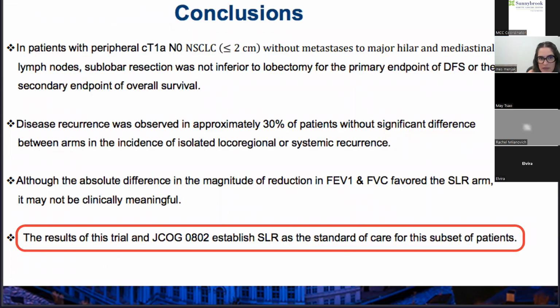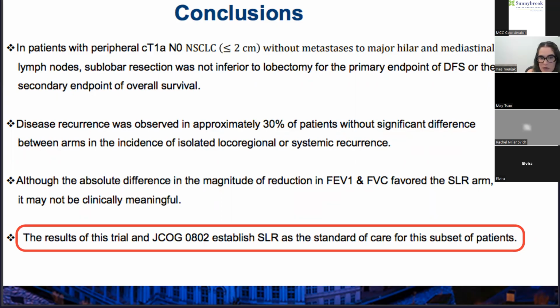So the conclusion of the CALGB 140503: in patients with peripheral T1A, N0 non-small cell lung cancer equal or less than 2 centimeters without metastasis to major hilar and mediastinal lymph nodes, sublobar resection was not inferior to lobectomy for the primary endpoint of disease-free survival or the secondary endpoint of overall survival. The disease recurrence was approximately 30% without significant difference between the arms.